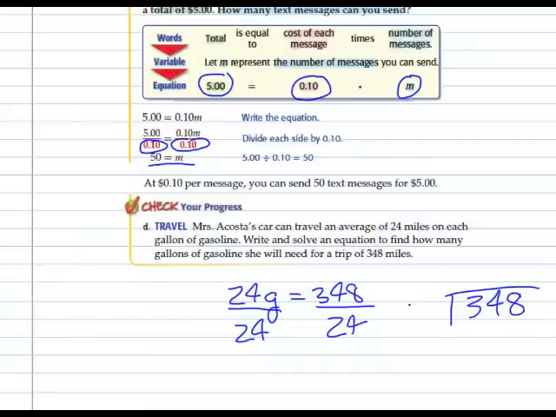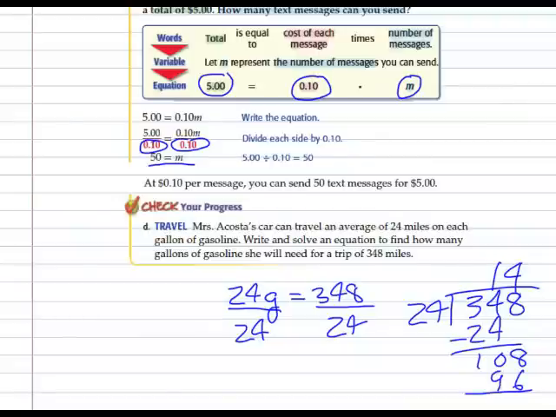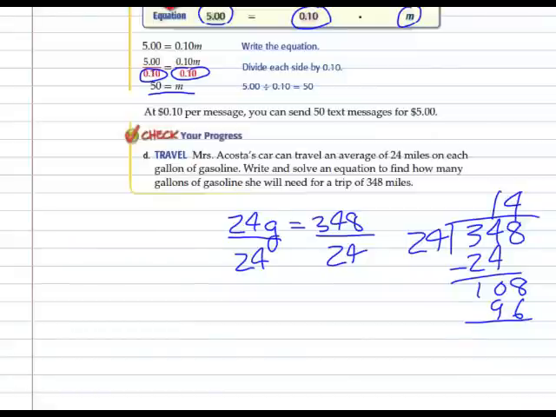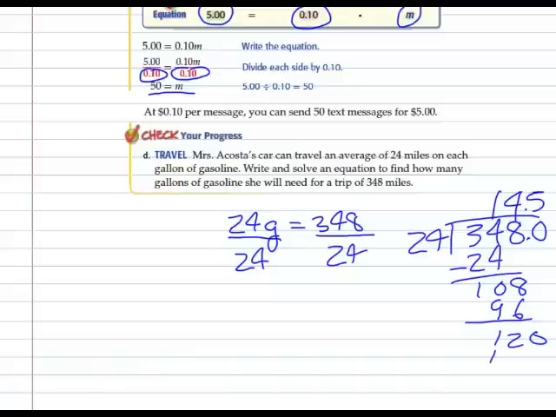I'm going to actually do the division over here so you can see it clearly. 24 into 34 one time, subtract. 108 will go in there 4 times, which is 96. Subtract, which gives me 12. Put up a decimal point, bring down the 0. And 24 goes into 120 5 times, giving me a remainder of 0.